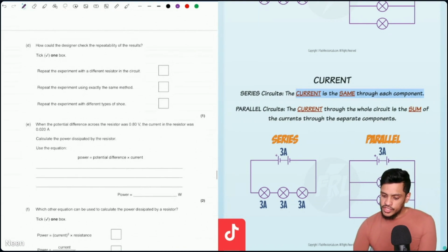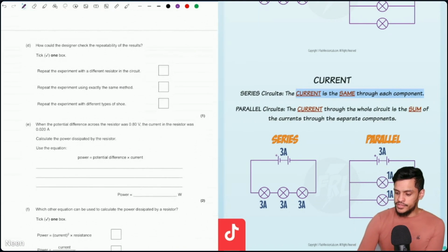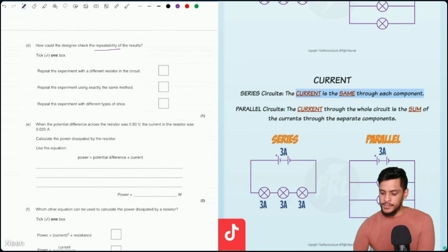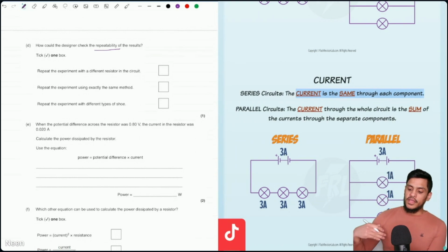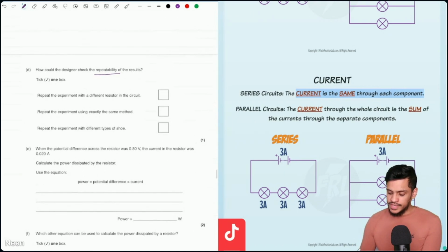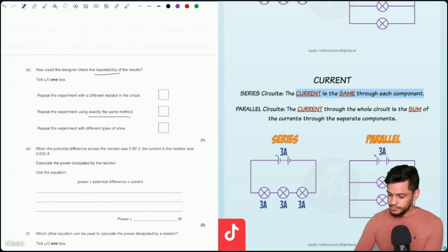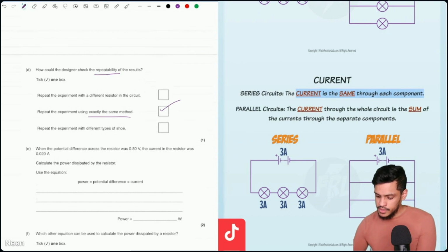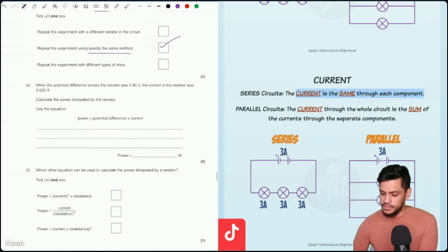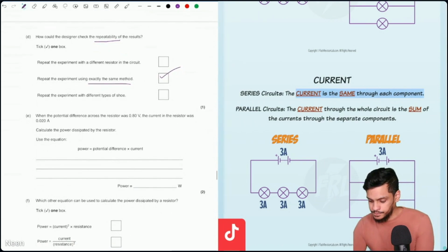How could the designer check the repeatability of the results? Repeatability. Okay, so just remember what that means. Repeatability is when you do an experiment and you do it again and you try and get the same outcome. So you keep doing the experiment again using exactly the same method and you expect the exact same answers as well. So that's how to test repeatability.